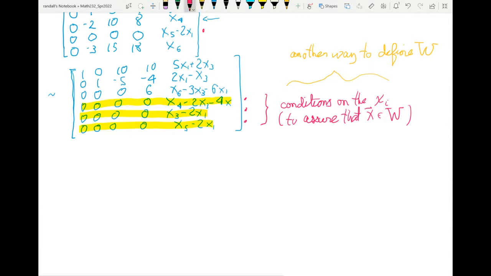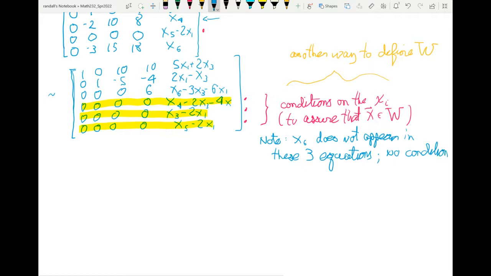Okay, and I'll just make a note here in blue because it's not that alarming. Note: x6 does not appear in these 3 equations. And what does that mean? Well, it means that there's no condition on it, so we'll give it a parameter. No condition on this one component. So x6 can be anything at all, because I don't see it appearing here. But the other 5 do.